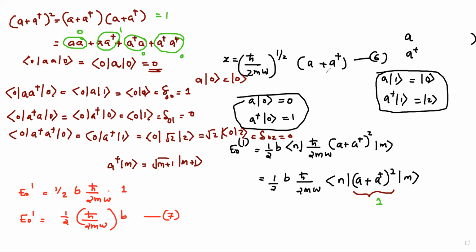Now we obtain the values for E0 and E dash. The value of E0 becomes (n + 1/2) into ħω, and E0¹ becomes half into ħ divided by 2mω into small b. Now we can calculate the second order perturbation, or second order correction, in terms of energy.